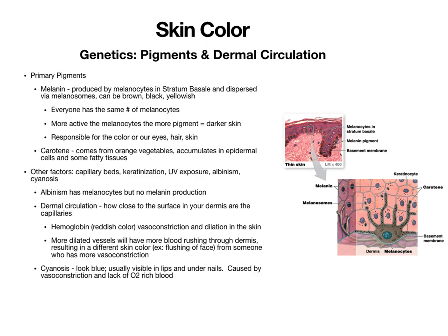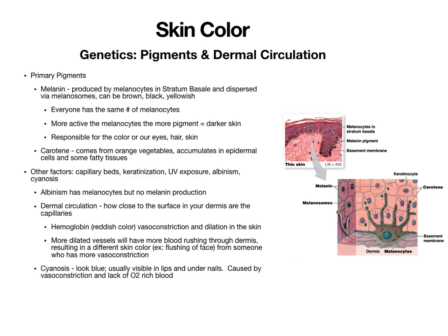Like I was saying, people who have more dilated vessels will have more blood rushing through the dermis, and will have a different skin color from someone who has more vasoconstriction. So I have more vasodilation, whereas my husband has more vasoconstriction. So my face will flush more than his.